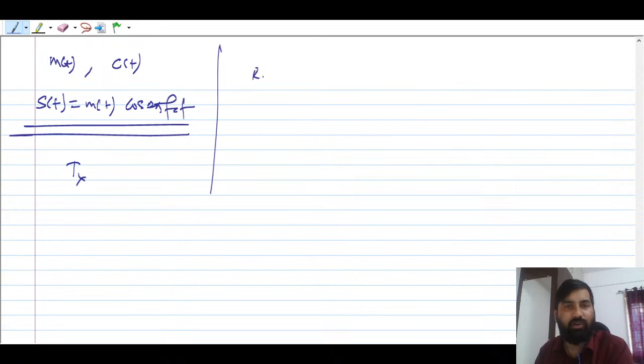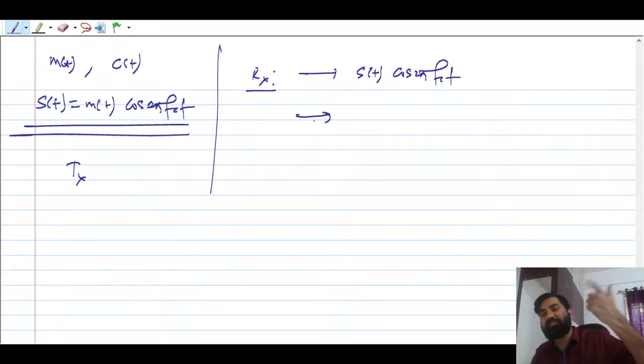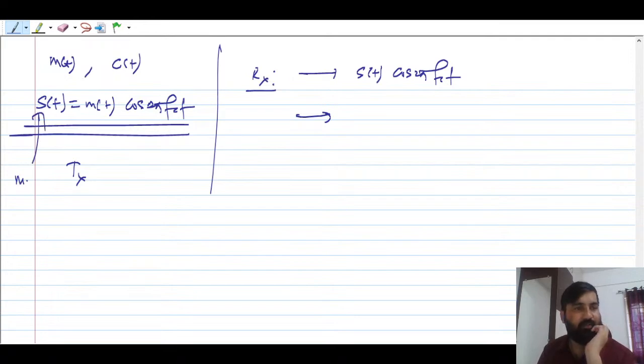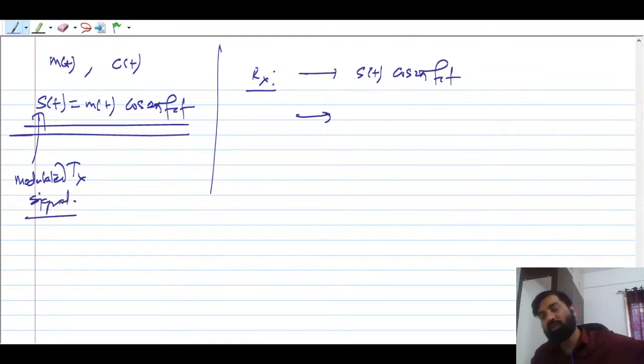At the receiving end, what will happen? You need to have this s(t) times cosine 2 pi fc t. This s(t) is nothing but a modulated signal. Remember, this is the modulated signal. This modulated signal has passed through the channel, and now it has reached the receiver. Now you need to multiply this s(t) with the carrier signal again.